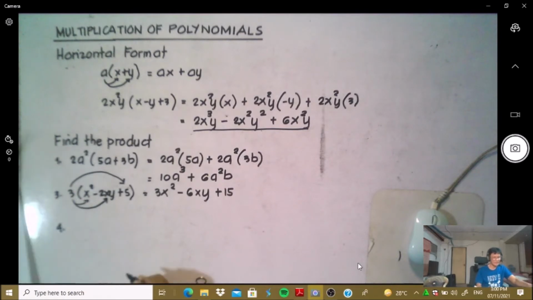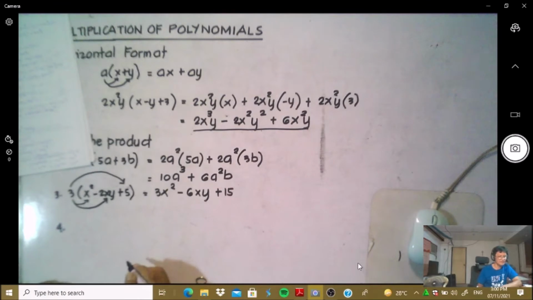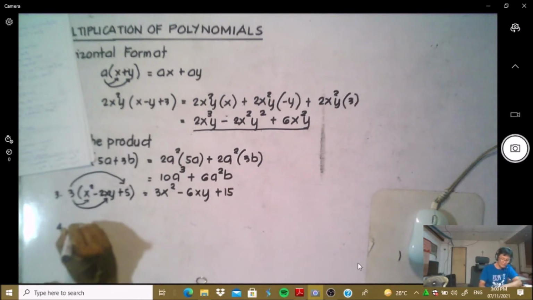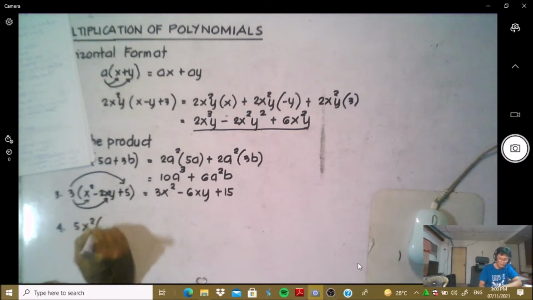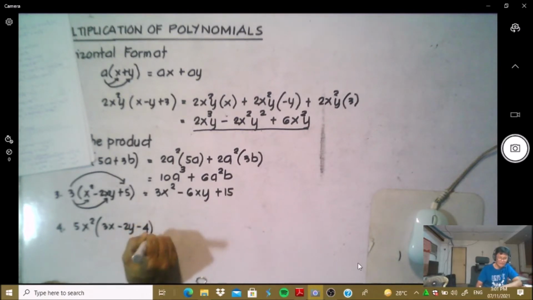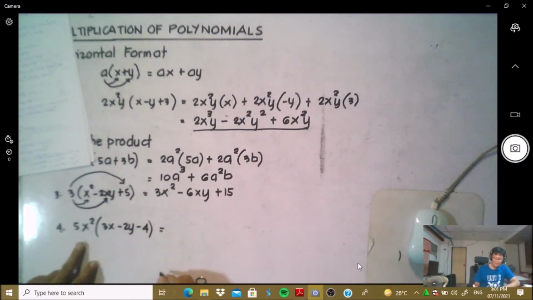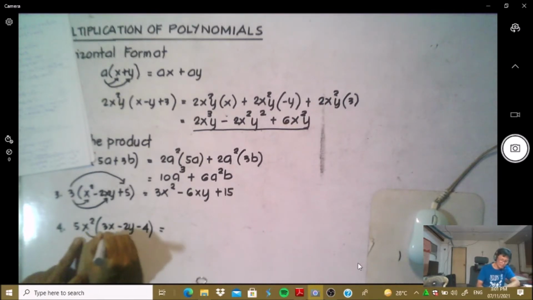For number 4, we have 5x squared multiplied by the quantity 3x minus 2y minus 4. Okay, so we can again go directly. We have 5x squared to be multiplied to 3x.